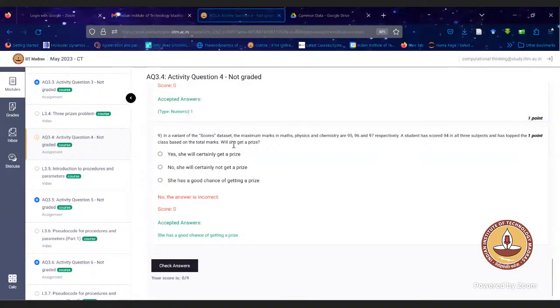It displays the maximum marks obtained by other candidates. Based on the maximum marks, she has topped the class based on the total marks. So apart from this, she has this extra qualification. So she has good chances, but not certainty that she will get the prize. It says there is a good chance because she has the highest total marks.